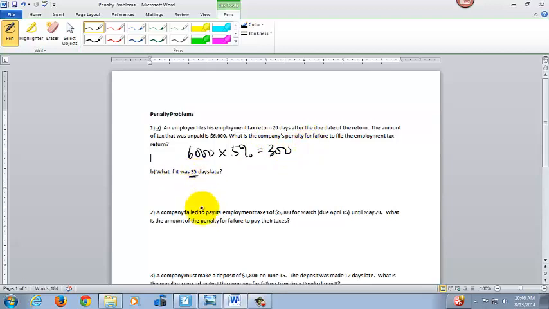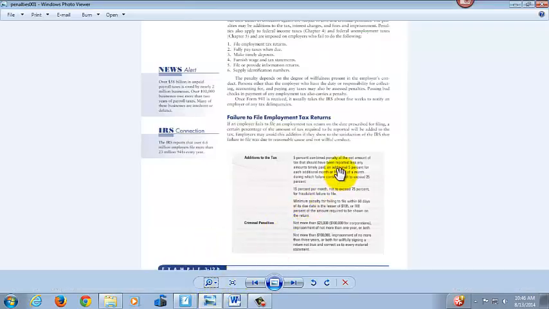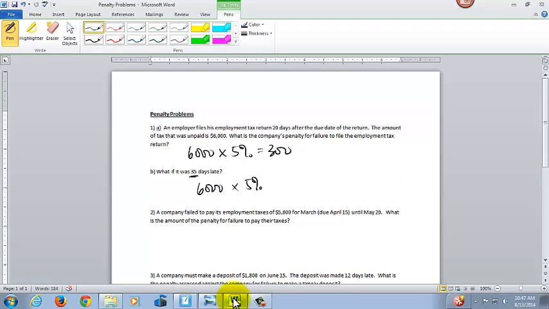What if it was 35 days late? Here we are over a month, and so therefore we're going to add an additional 5%. So again, it's 6,000, but we've got 5%, and it's not a whole other month overdue, but notice that it says an additional 5% for each additional month or fraction of a month. So we're over 30 days, so that means that we are an additional fraction of a month over. So we're going to multiply that 5% times 2, or 10%. So therefore we have a $600 penalty. Now let's look at our next penalty.